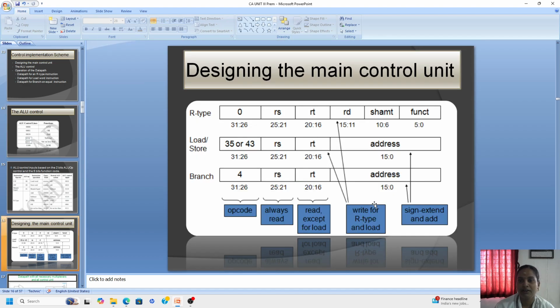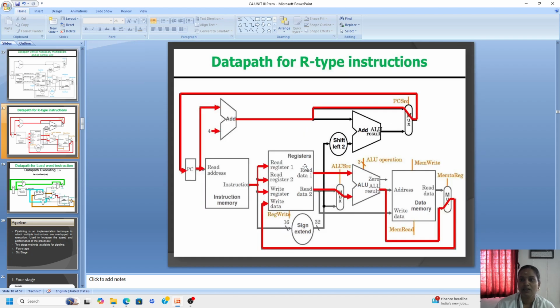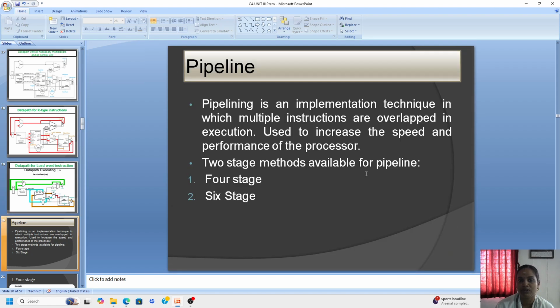Designing of the main control unit: R-type, load and store, and branch instructions are represented with the help of this header format, starting with the 0 after the source registers, destination register, shift amount, and the function. So these are all the red arrow marks which represent the data path between the different blocks of the computer.